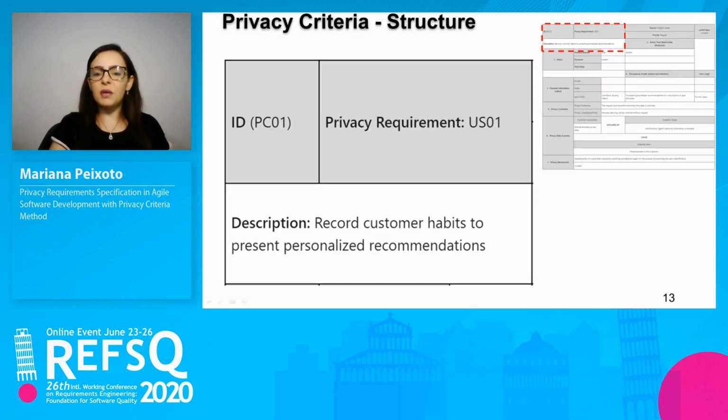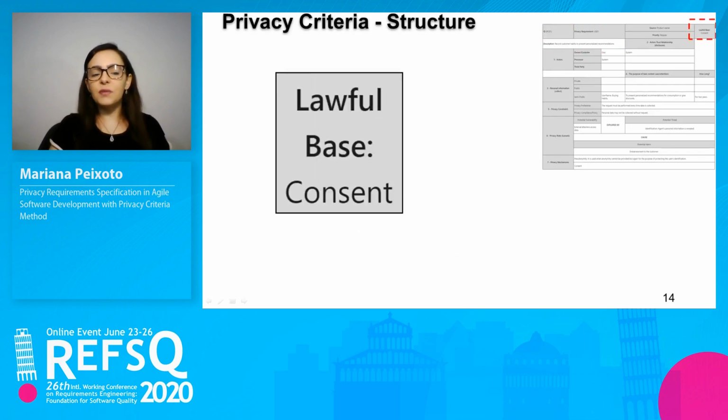We start the PCM specification with a basic description with ID, PC01, with a privacy requirement associated, user story 01, and the description. Here we have record customers' habits. After that, we should consider the specification of the lawful basis according to GDPR. Here we have consent, but we also have contract, legal obligation, vital interest, public task, legitimate interest. Here we choose consent.